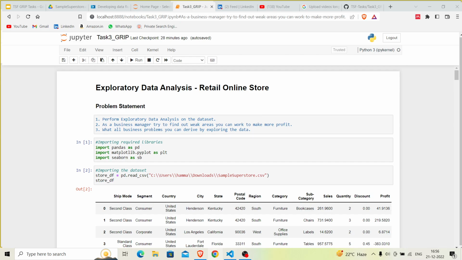The task 3 of the internship is the exploratory data analysis of sales of different categories of items at a retail online store. The problem statements for the task are: perform exploratory data analysis on the dataset. As a business manager, try to find out weak areas you can work on to make more profit. For all business problems, you can derive answers by exploring the data.